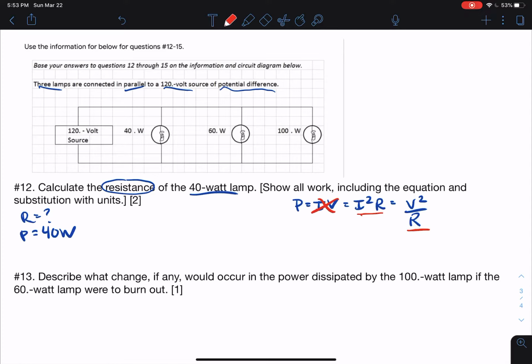Well, in a parallel circuit, we know that the I's are going to add, the currents are going to add, and the voltages are going to stay the same. So if I know one voltage, I know all the voltages. In this case, it's 120 volts here, so every single one has 120 volts. So it's probably going to be easier for us to use this equation than this one, because we'd have to solve for I and go through that whole process. So we're not going to do that.